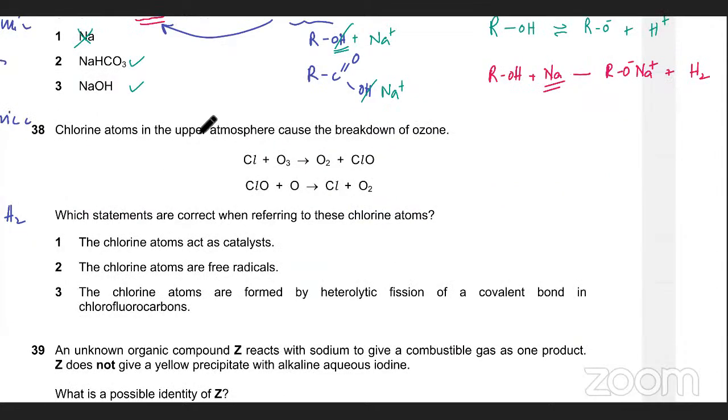Achha, chlorine atoms in the upper atmosphere cause the breakdown of ozone. Which statements are correct when referring to these chlorine atoms? So, they are radicals. This is basically what they do because they try to steal away oxygens. And so chlorine atoms act as catalysts. They're acting as a catalyst as well. They remain unchanged.